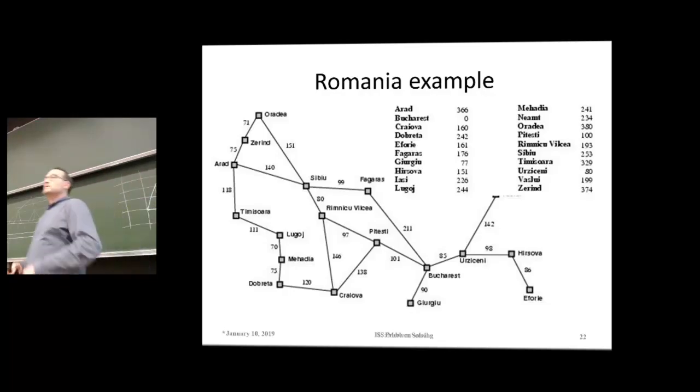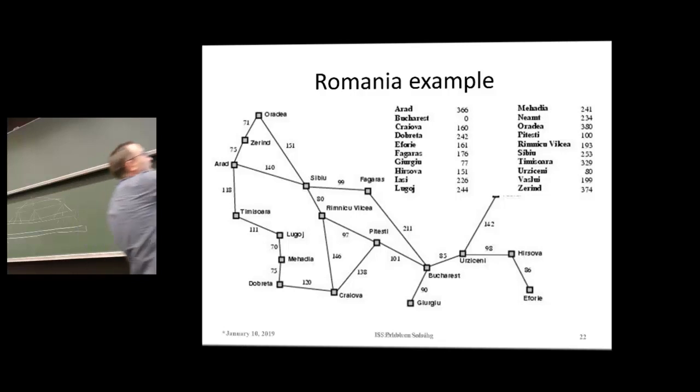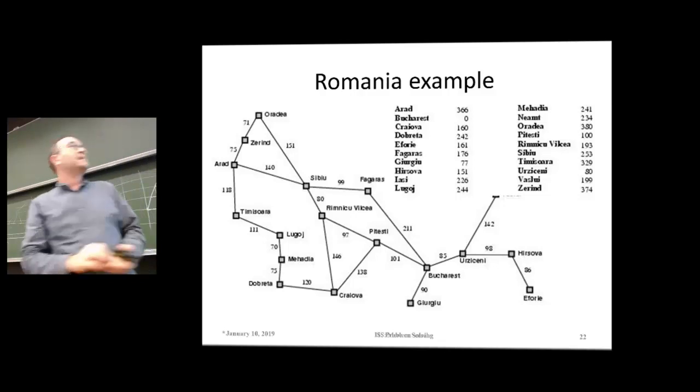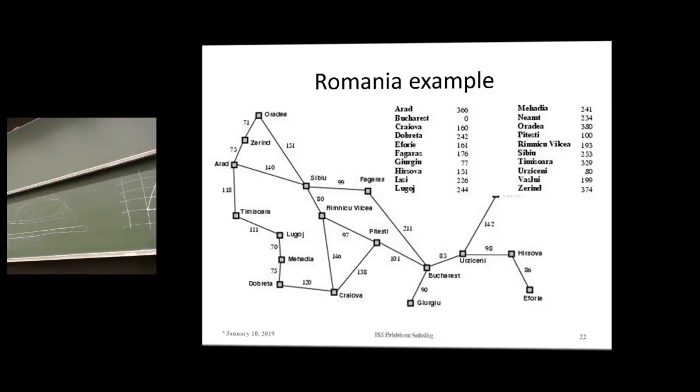Okay. So now here is the example for applying an A star algorithm to find the shortest path to get from Arad to Bucharest. And I will show you that after the break. So let's meet again at 12, I suggest. See you then.